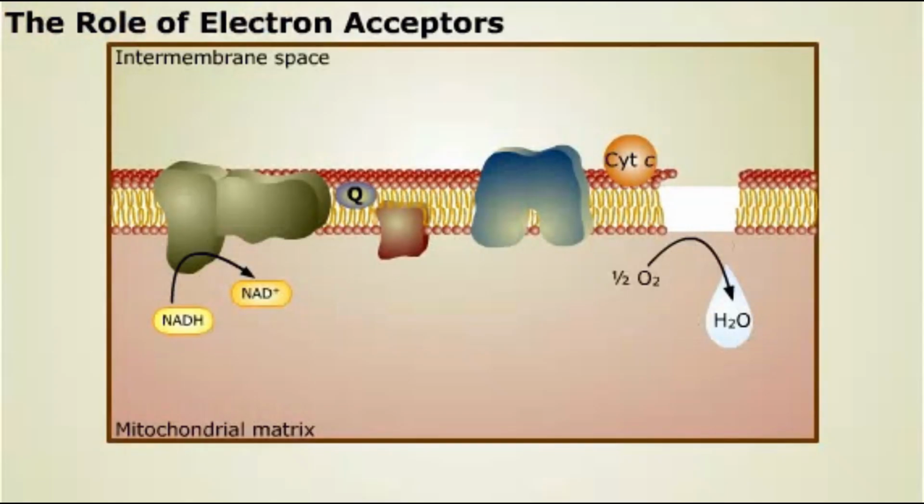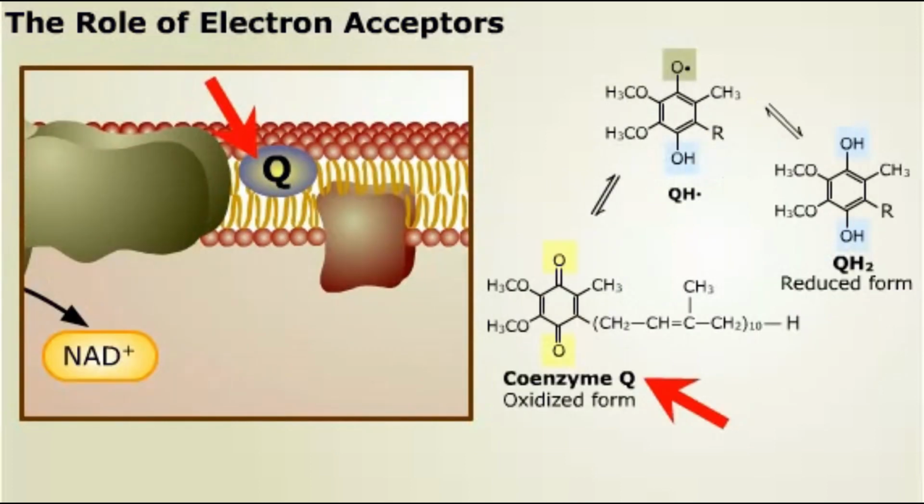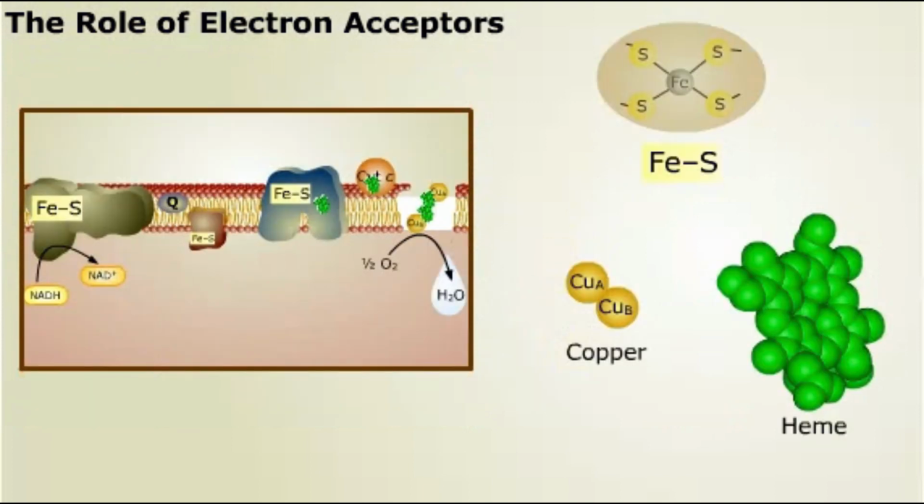Several different types of molecules are found in the electron transport chain. Flavoproteins, such as FMN and FAD, can accept one or two electrons. They make excellent bridges between two-electron donors, such as NADH, and one-electron acceptors. Coenzyme Q also participates in one or two electron transfers. Examples of one-electron acceptors are iron-sulfur proteins, copper-containing proteins, and cytochromes.